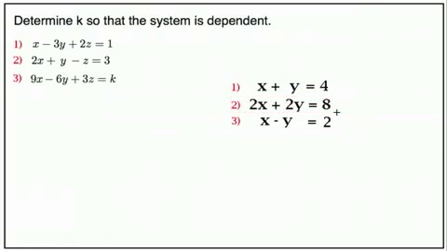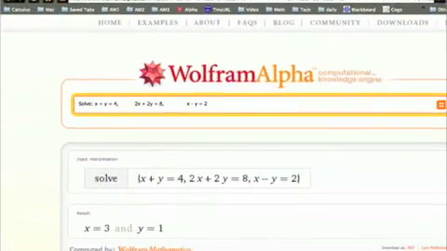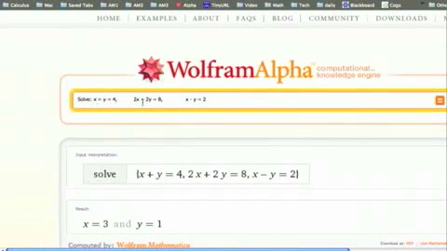What I did here was I went to Wolfram Alpha and solved this system. So here you see it. The three equations, and I hit return, and Wolfram Alpha tells me the answer is x is equal to 3 and y is equal to 1. In other words, the ordered point (3, 1).